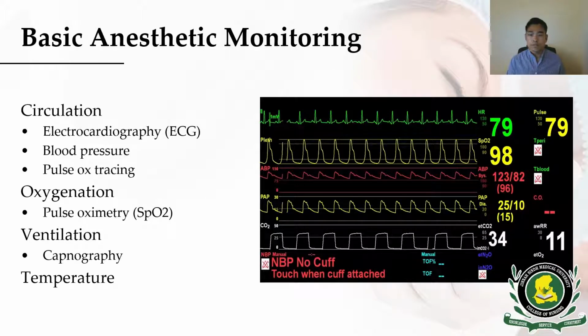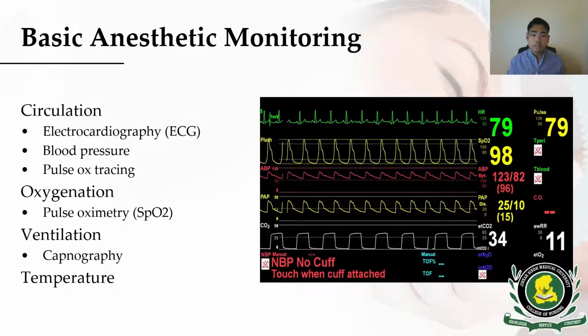So when it comes to basic anesthetic monitoring, clinical patient monitoring during any type of anesthesia must include regular assessment of circulation, oxygenation, ventilation, and temperature. And this can be achieved with a pulse oximeter, a blood pressure cuff, EKG, and capnography.